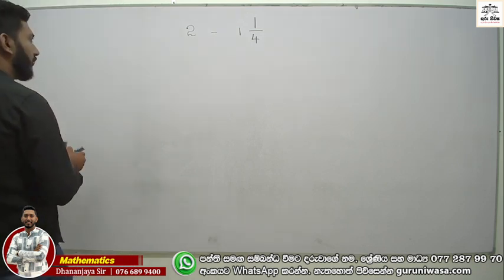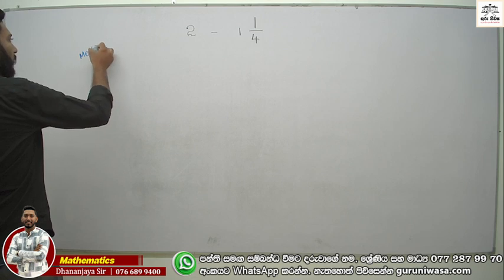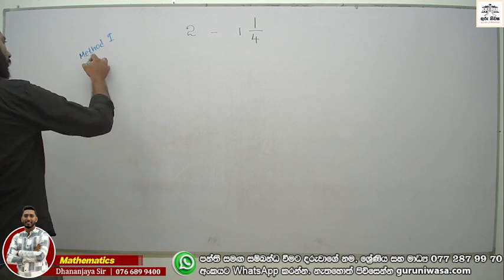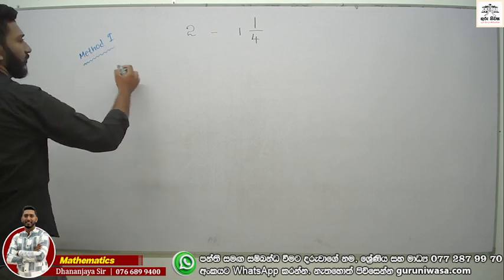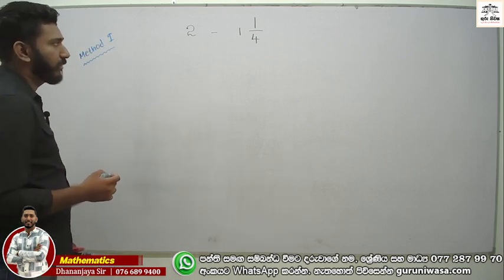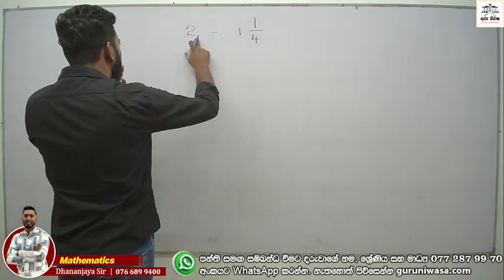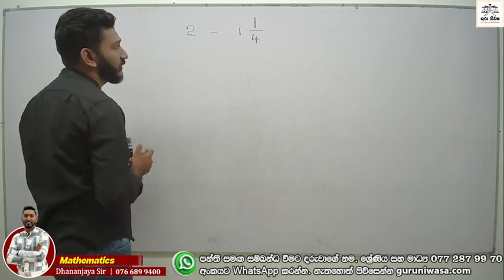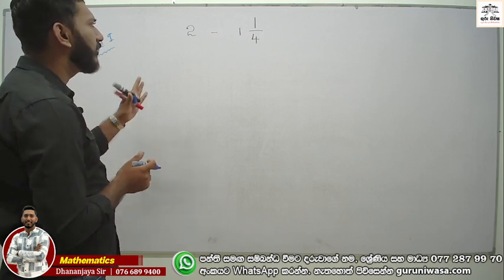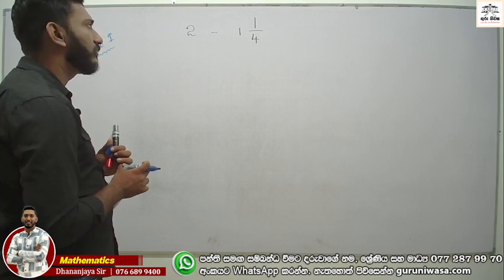This is method number 1. Right, now look at this. In method number 1, we use the whole number part, and this is a whole number part. There is no fraction part here. So directly, how can I do it? Subtract 1 from this 2 and take out the remainder. That means there is a complete one.